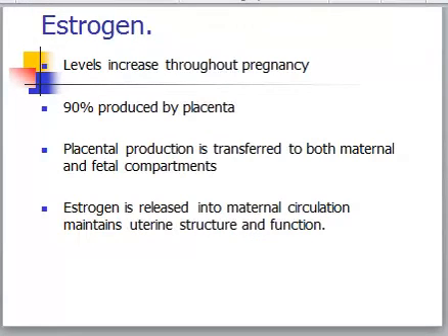So next is estrogen. Its level increases throughout the pregnancy. 90% is produced by the placenta, and placental production is transferred to both the maternal as well as the fetal compartment. So estrogen is released into the maternal circulation and maintains the uterine structure and functions.